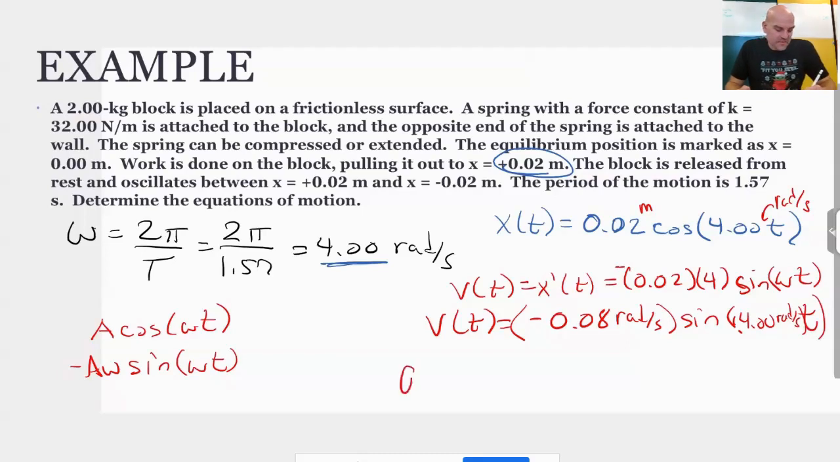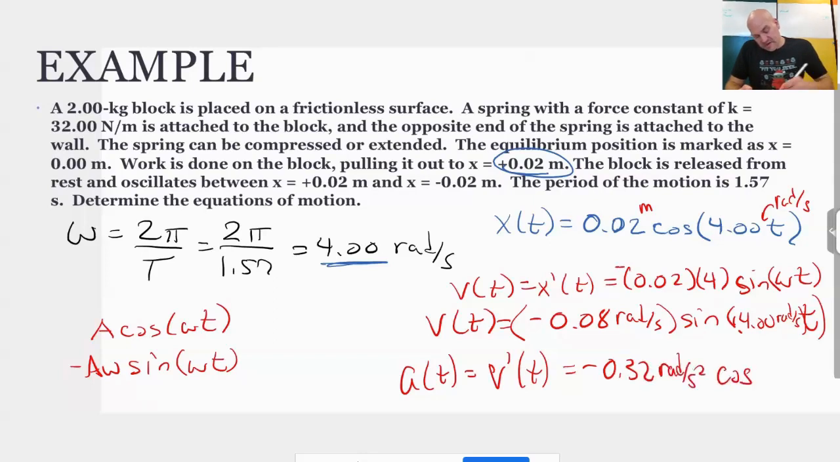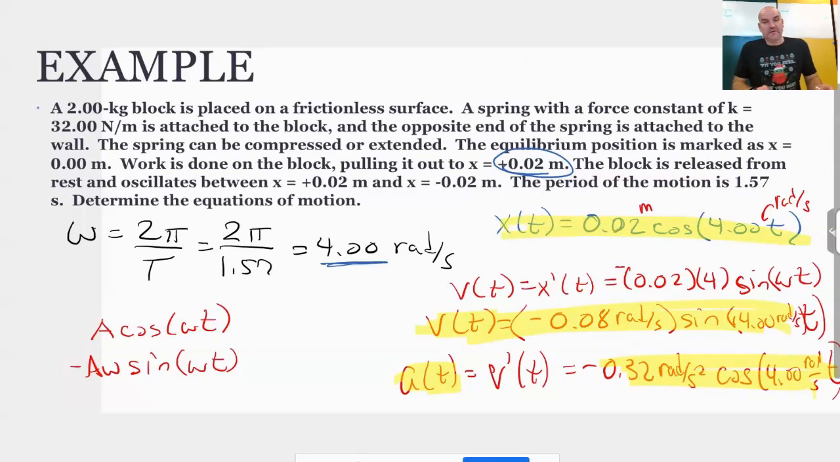Now I can do my acceleration, but remember, acceleration is the derivative of velocity. So basically I do the same thing. So 0.08 times 4. So this is going to be negative 0.32 meters per second squared cosine 4.00 radians per second t. Right? So there are my functions. And I apologize, everything got kind of crammed here in the end, but there's my acceleration. Here's my velocity. And then there's my position.